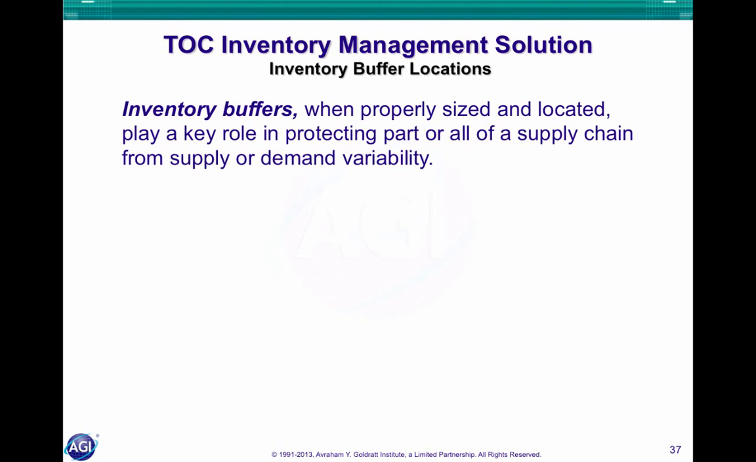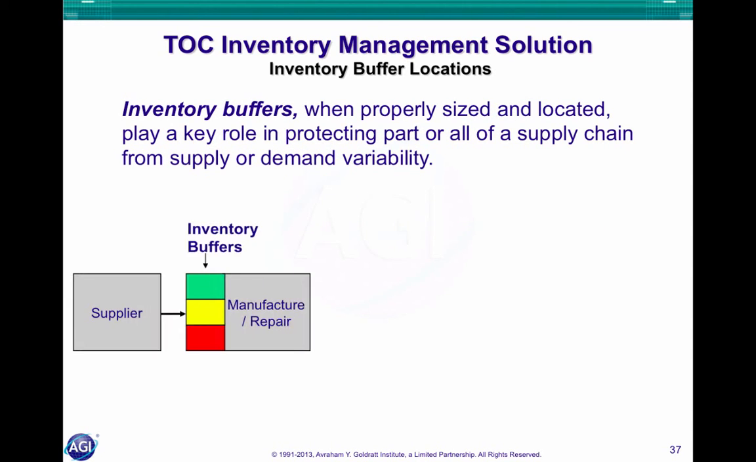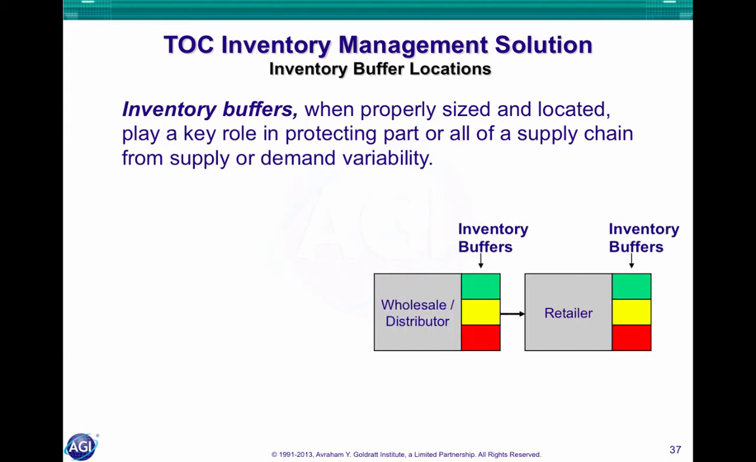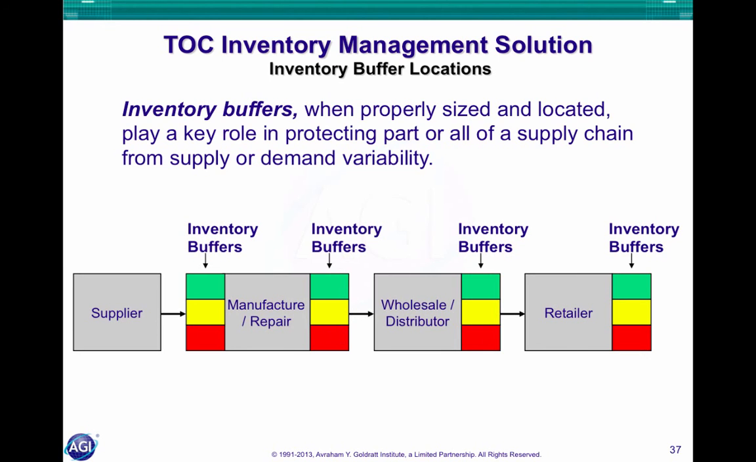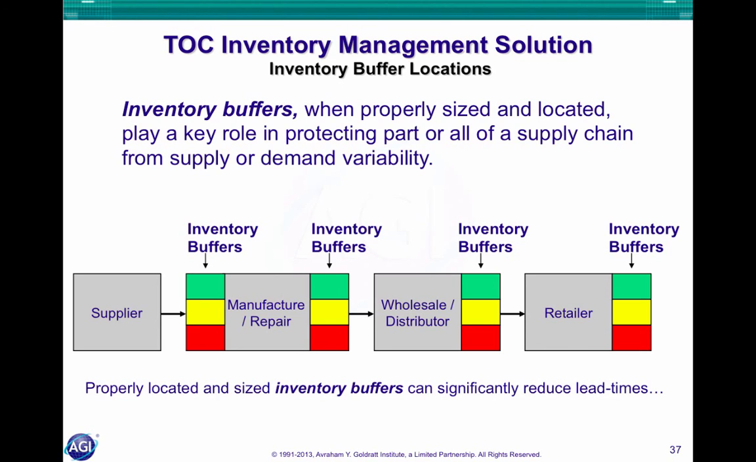As we said earlier, the TOC inventory management solution can be applied to protect part of a supply chain or all of a supply chain from supply or demand variability, or to significantly reduce overall lead times to customers. In either case, properly located and sized inventory buffers that are managed using TOC replenishment principles achieve the best results in terms of reducing out-of-stock conditions and improving overall inventory turns.